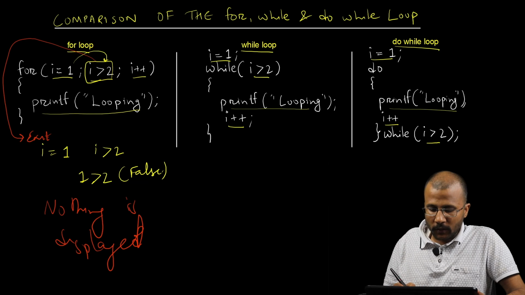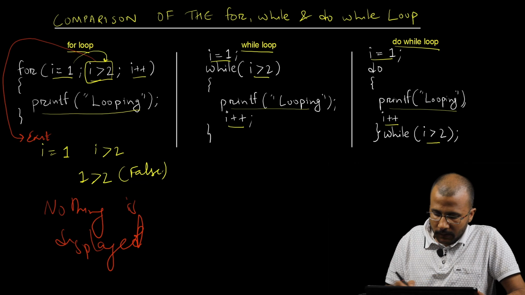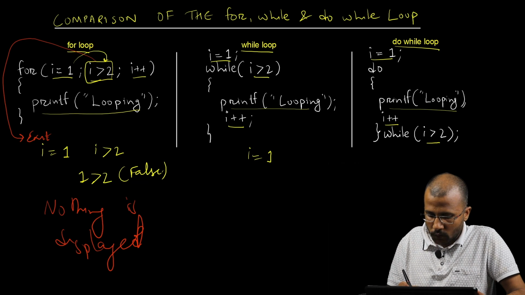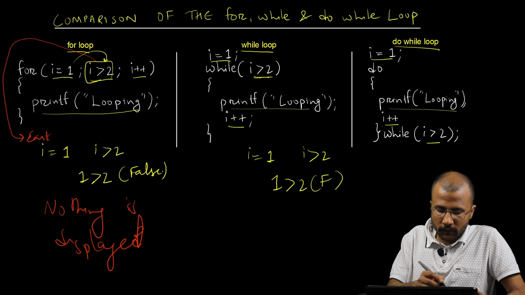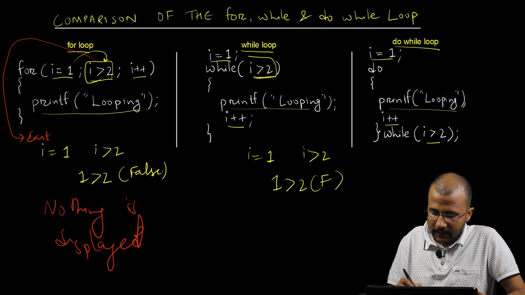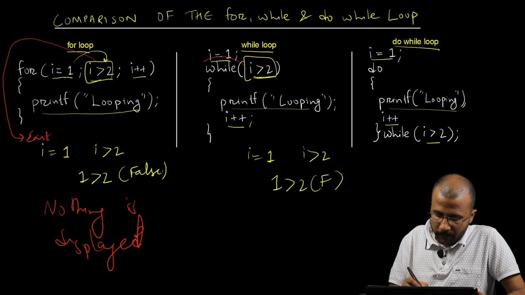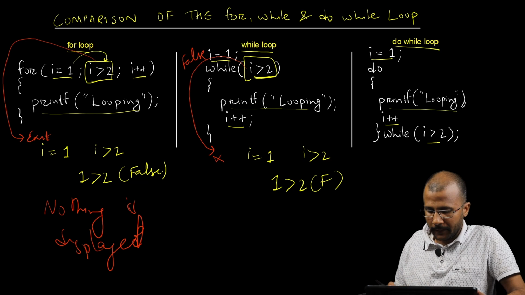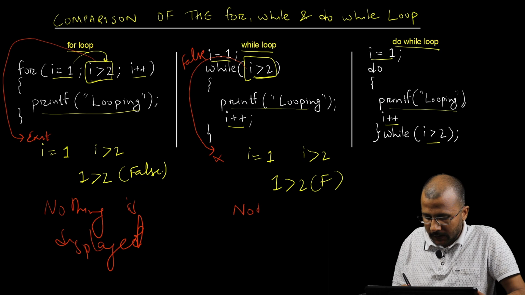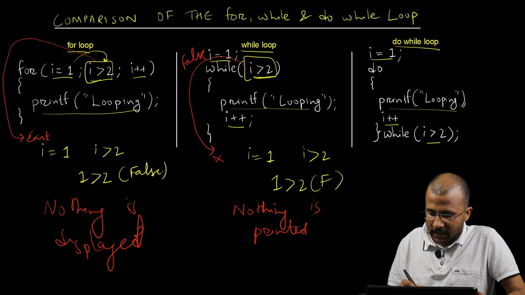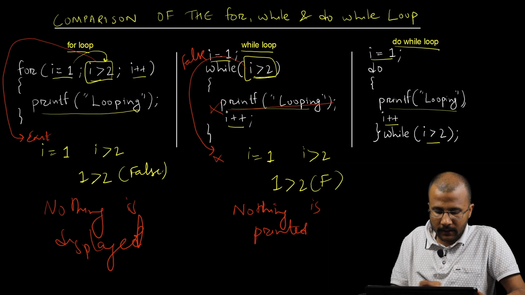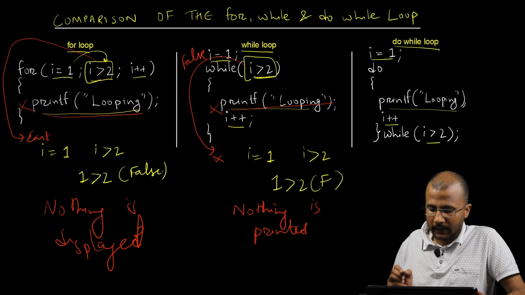Okay, now let's talk about the while loop. In case of while loop, first of all, I is initialized to 1. Then you check the condition, I greater than 2. What is I? I is 1. 1 greater than 2 is again false. So it will immediately exit the loop. So loop terminates, and in this case also nothing is printed. That means the statement displaying looping is not executed in both the for loop and the while loop.